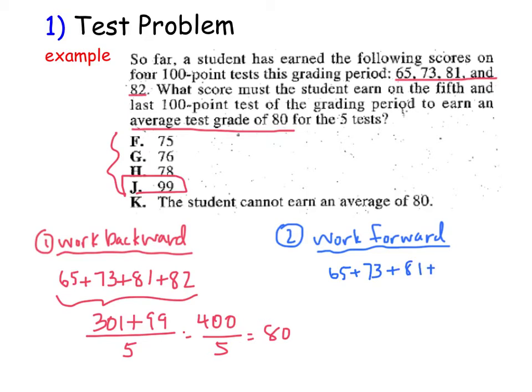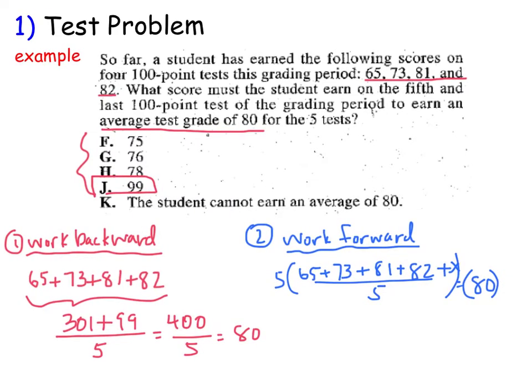So to work forward, you basically just say 65 plus 73 plus 81 plus 82 plus x, divided by 5, equals 80, and you solve that equation. So when you do this, you multiply both sides by 5. And this is going to cancel out this 5. I'm going to get 301 plus x equals 400. Subtract 301, and you see you get x equals 99. So these are 2 ways with which you can get 99.